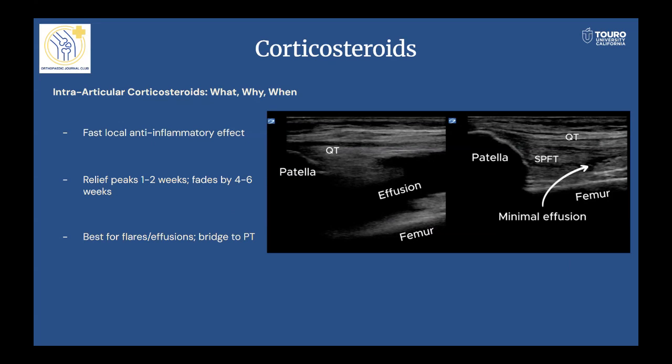Systemically, the risk is low but real. Some patients can experience a transient steroid flare, which looks like brief pain and swelling for like 24 to 48 hours after the injection. Short-term systemic absorption can cause things like transient hyperglycemia or even a mild bump in cortisol. So that's why we avoid these typically in poorly controlled diabetics or around major surgeries, maybe even vaccination windows.